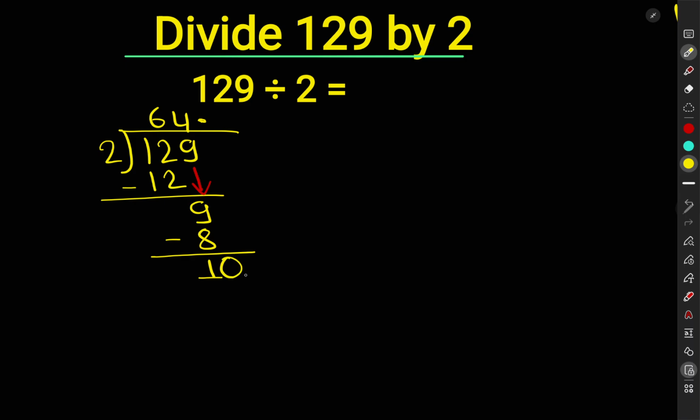So now it became 10. So 2 times 5 means 10. On subtracting it becomes 0. So 129 divided by 2, we got 64.5.